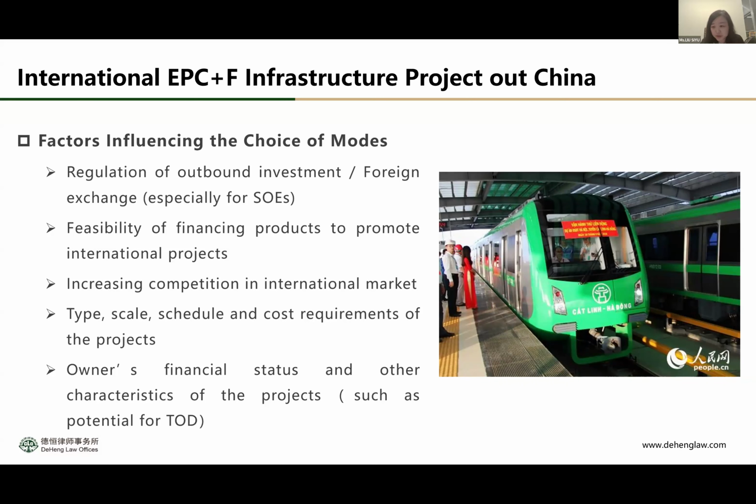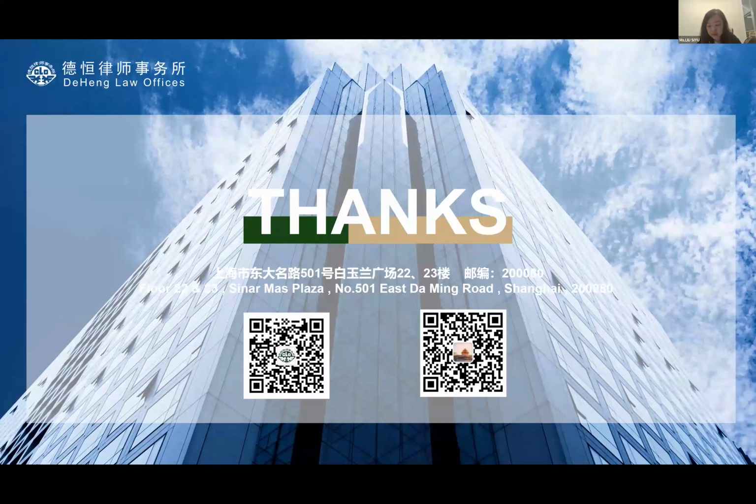Especially if you use a PPP mode, the problem is you need to make sure, as the investor, that the contractor can actually recover their investment. That means you can only invest in countries with a stable political and social environment, to make sure you have 30 years to recover your investment. So this is my part.